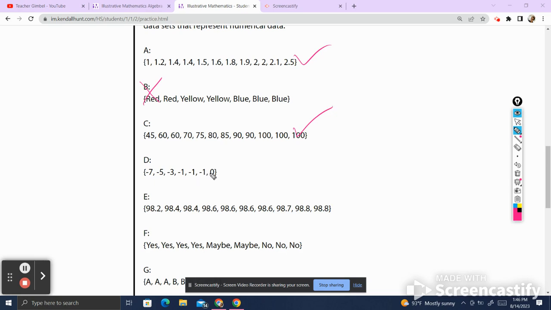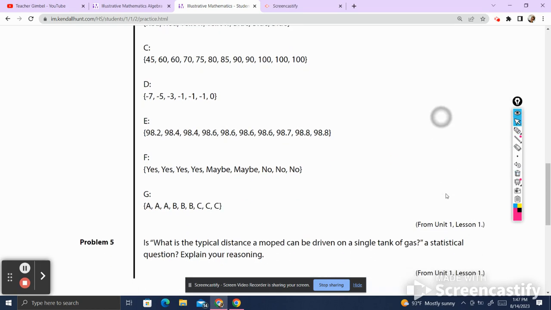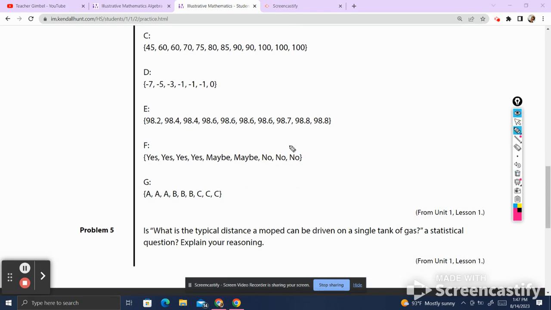This is numerical. I paused because of negative numbers. They don't always come up in real life, but you do have temperature, which would be -5 degrees, and that's still numerical data. Numerical data, no numbers, so not numerical data. Let's keep going. And we got F, this is no numbers, not numerical, no numbers, not numerical. That was an easy, quick question. Numerical just means, is it representing numbers?